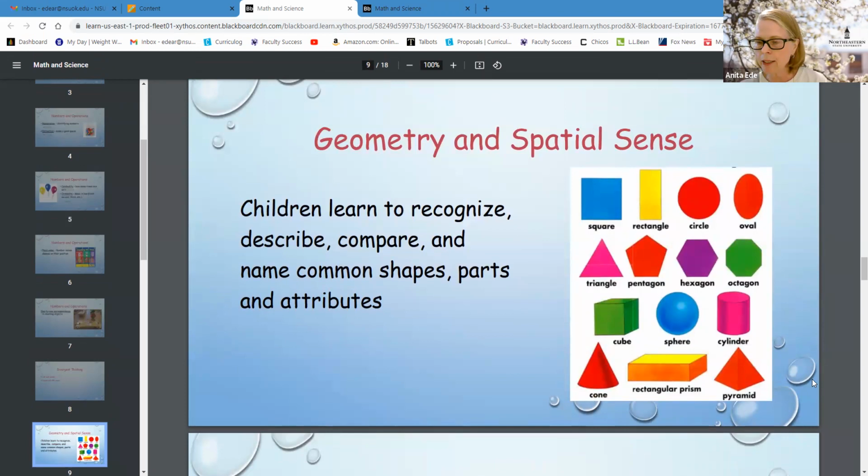Geometry and spatial sense, you're doing a lot of teaching of shapes when you're in pre-K and kindergarten. By first grade, they should know all of these shapes up here. And in first grade, you generally come up with the three-dimensional shapes.